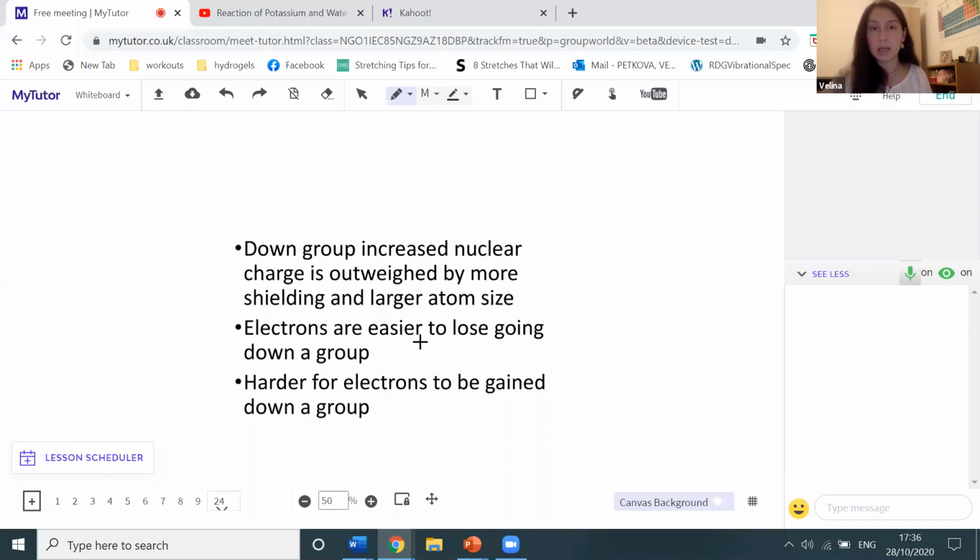So electrons are easier to lose going down a group, and that's why down group 1 we see an increase in reactivity, and it's harder for electrons to be gained down the group. That's why for group 7 we see a decrease in reactivity. Okay, so these are the explanations. It's all to do with the attraction between the outer electron and the nucleus. Hopefully that makes sense.